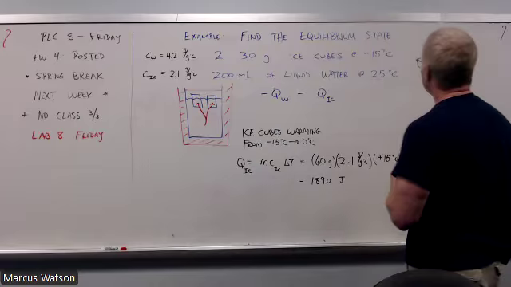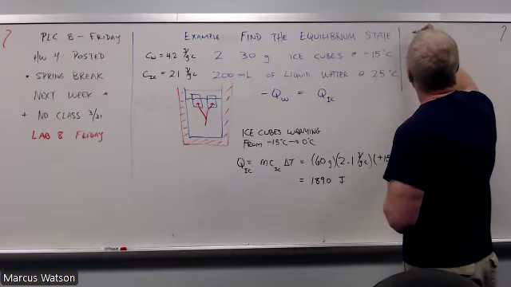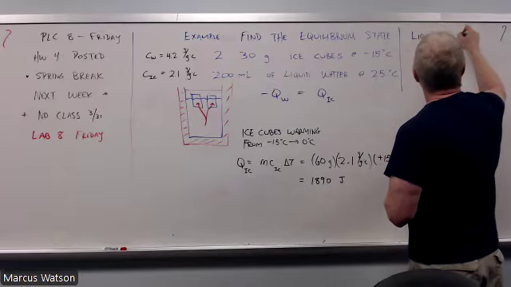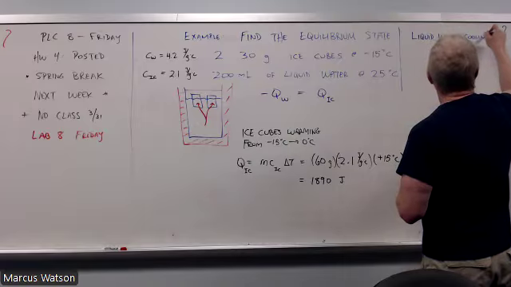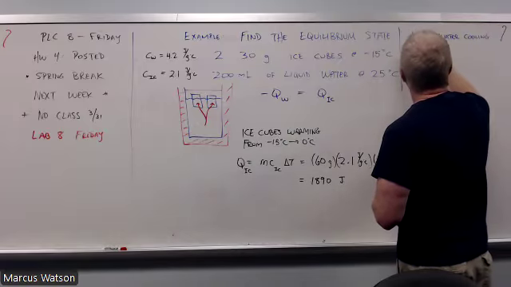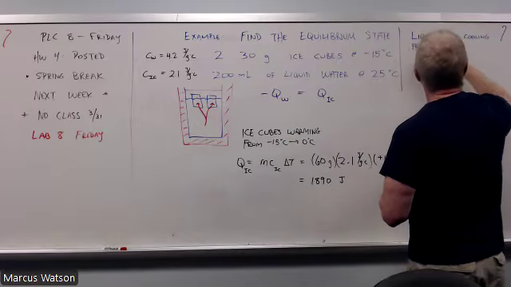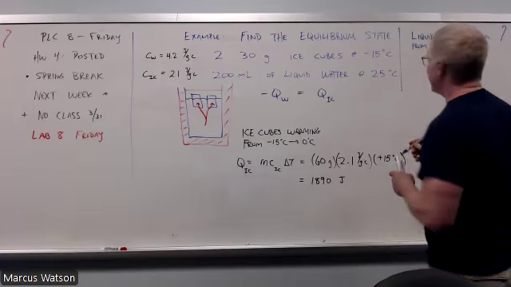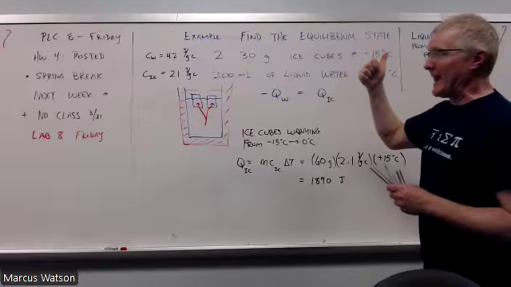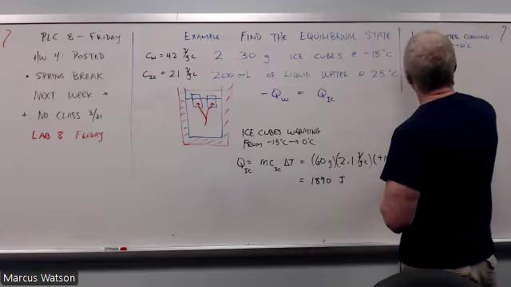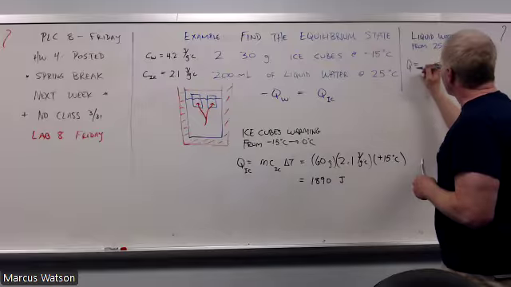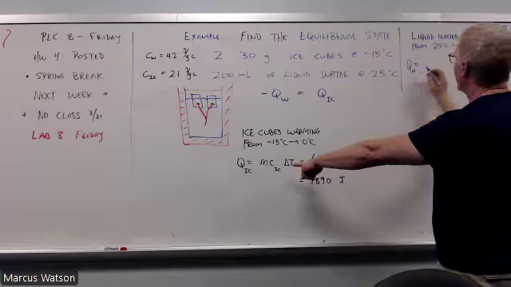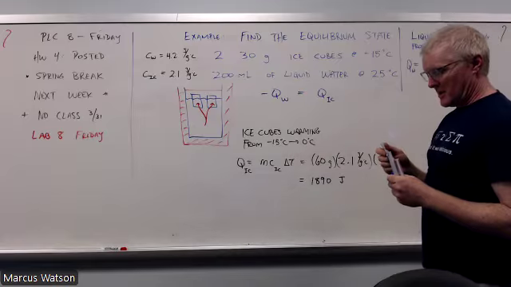Liquid water cooling. Oops, not minus. It's going to be from positive 25 centigrade down to 0 centigrade. Okay, so how much heat is going to leave the water if that happens? Once again, we're going to do Q as a sensible heat here, and it's going to be Q for water, so I'll put a W under here. Same idea. I'm going to have a mass of 200 milliliters.